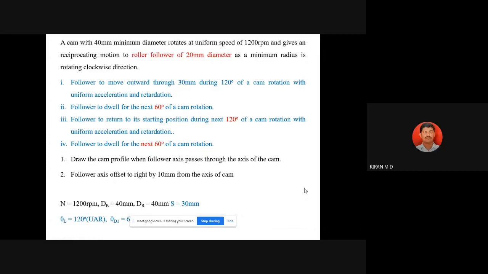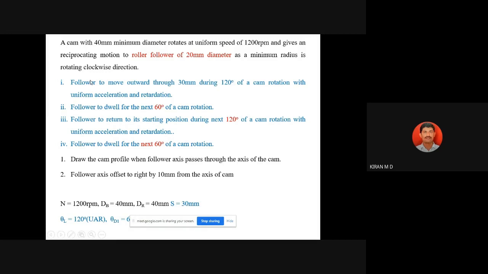So this is the problem. Next problem: a cam with 40 mm minimum diameter rotates at a uniform speed of 1200 rpm and gives a reciprocating motion to a roller follower of 20 mm diameter, with a minimum radius, rotating in the clockwise direction.